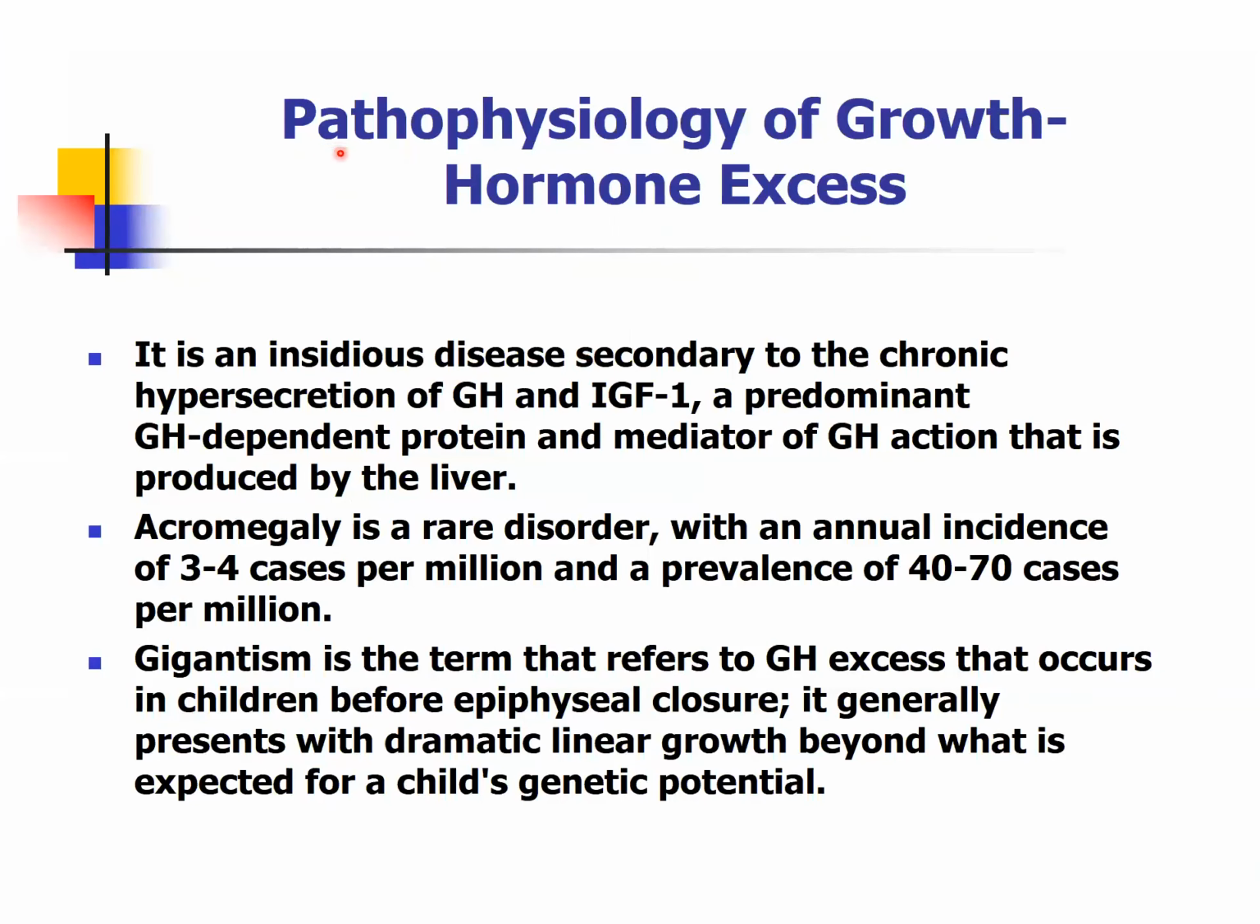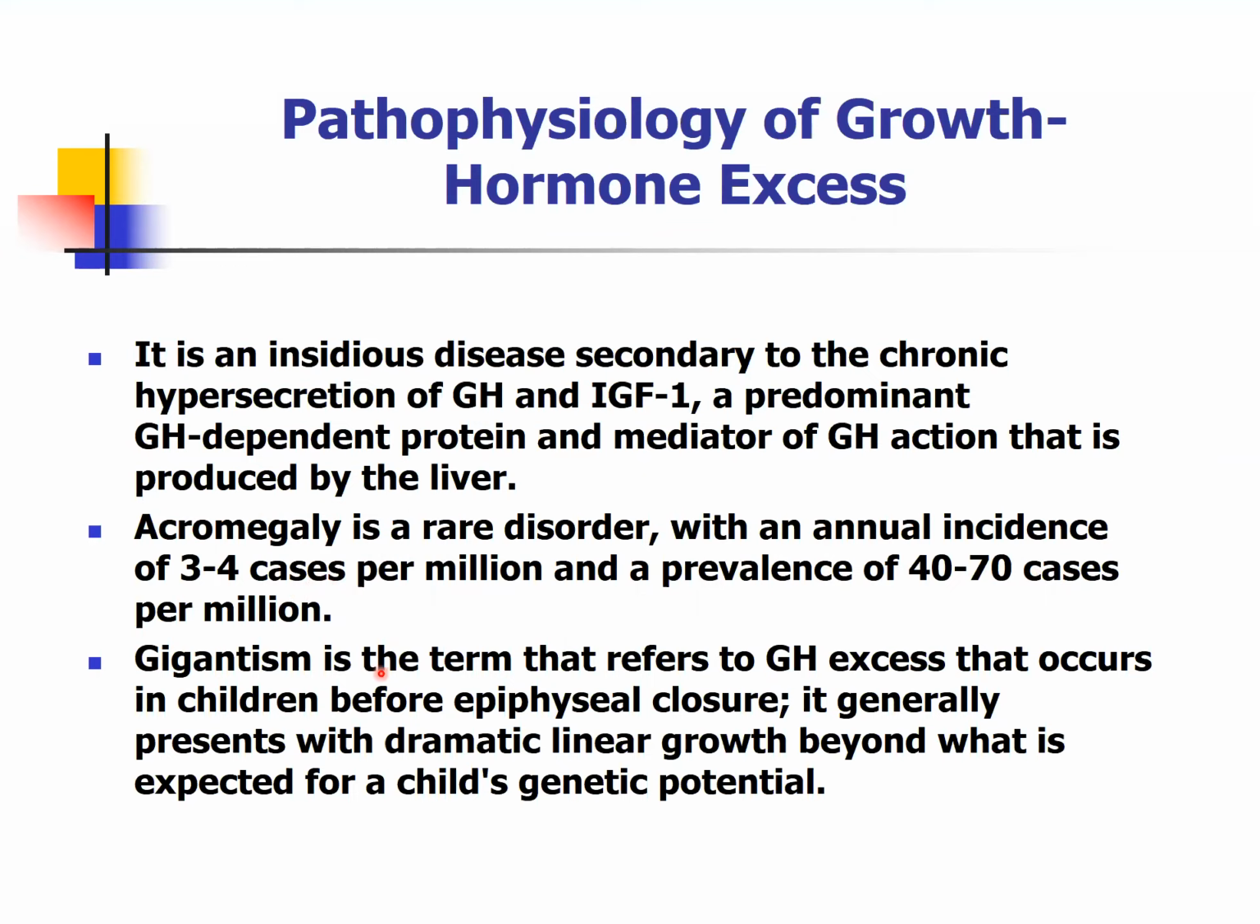Now, what will happen when we have excess of growth hormone? Usually the clinical symptoms are due to the increased growth hormone and consequently increased IGF-1. When this occurs after the closure of the epiphysis, it causes acromegaly. It is a relatively very rare disease, with an annual incidence of about 3 to 4 cases per million, and a prevalence of 70 cases per million persons.